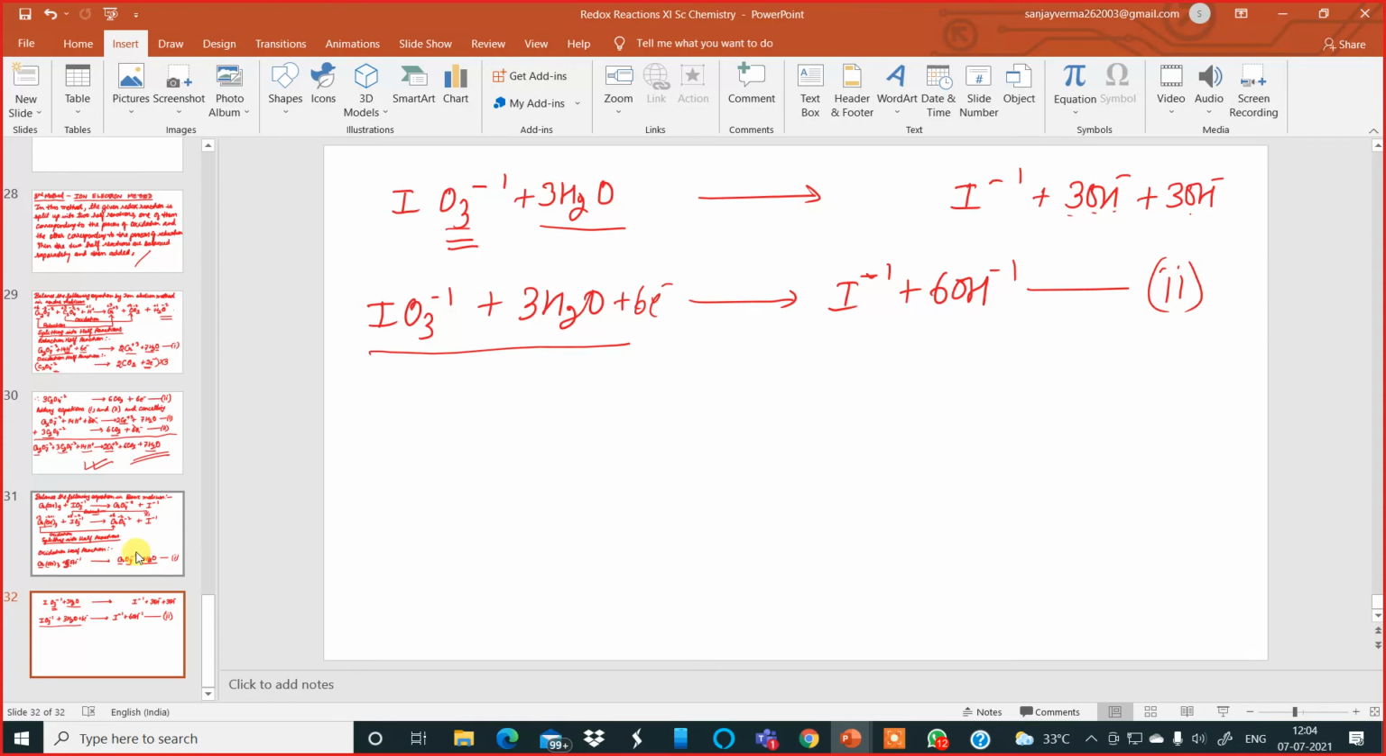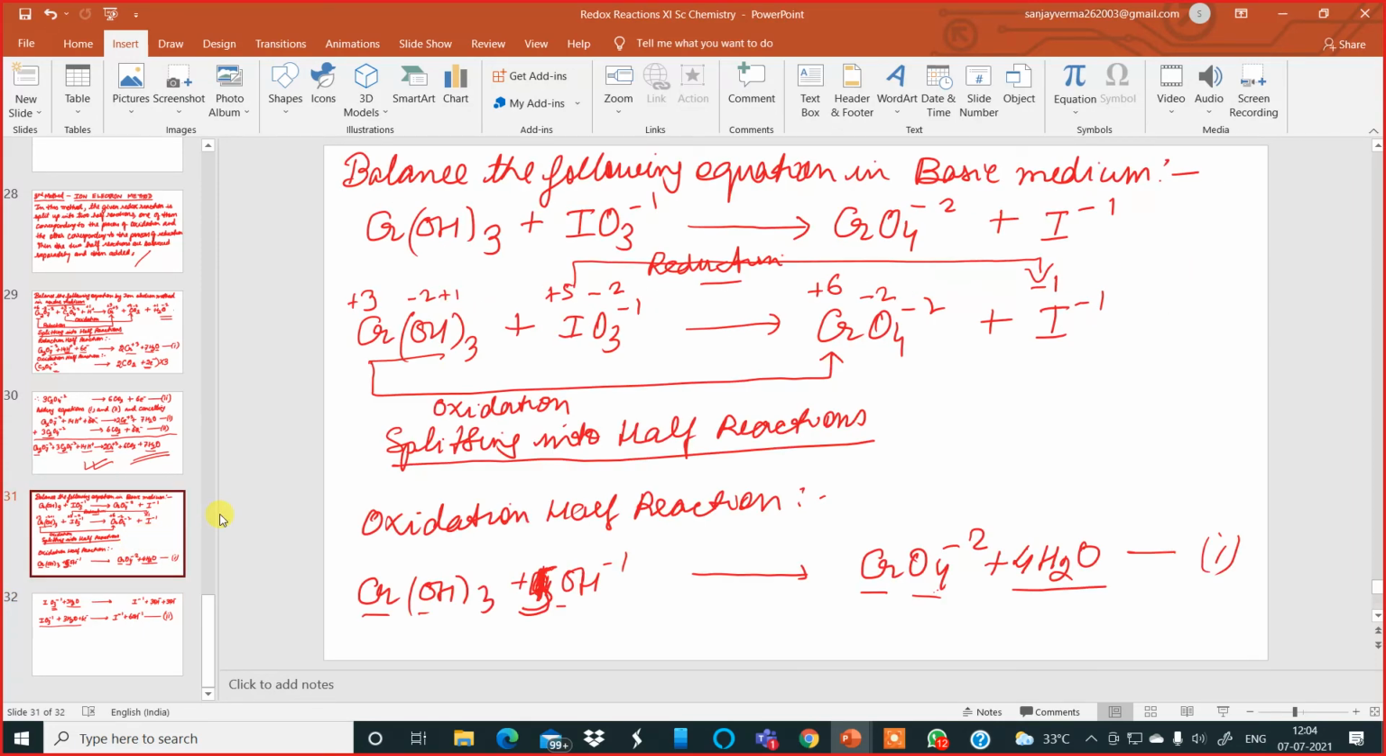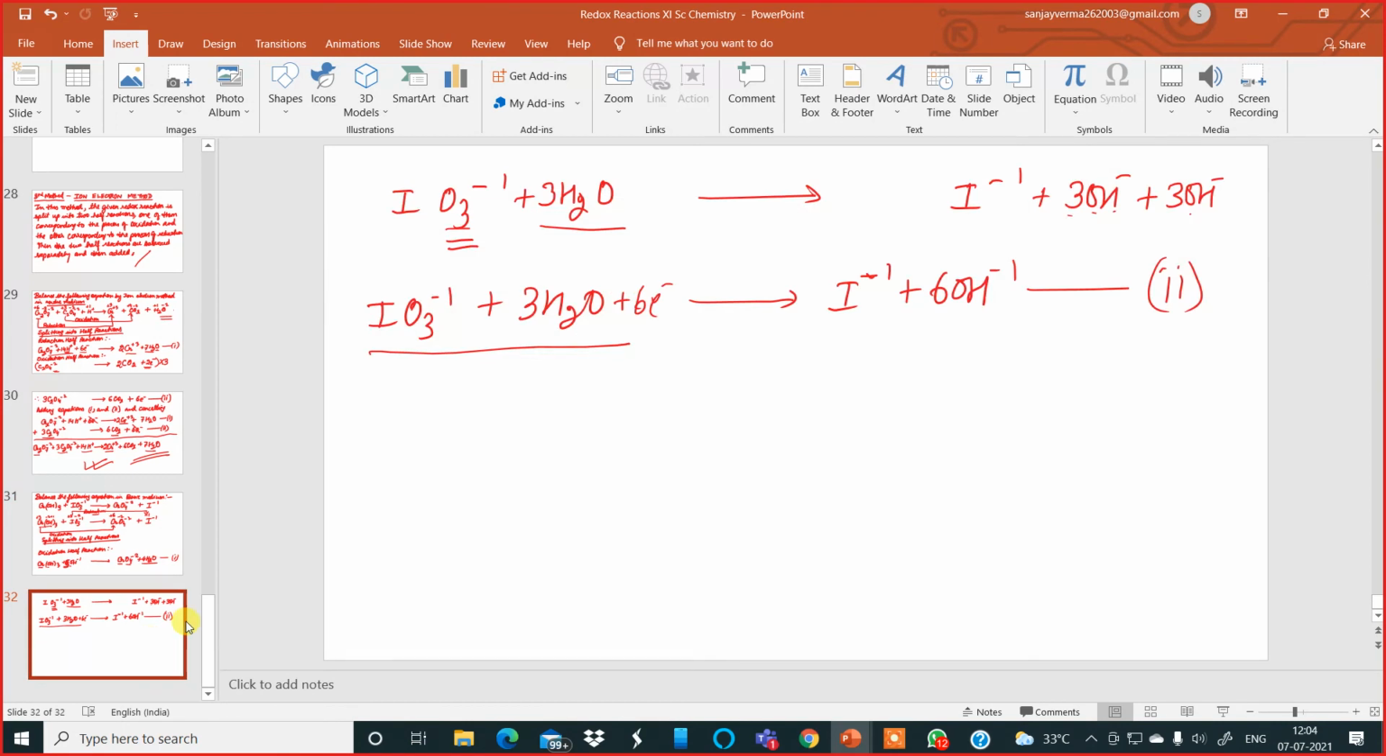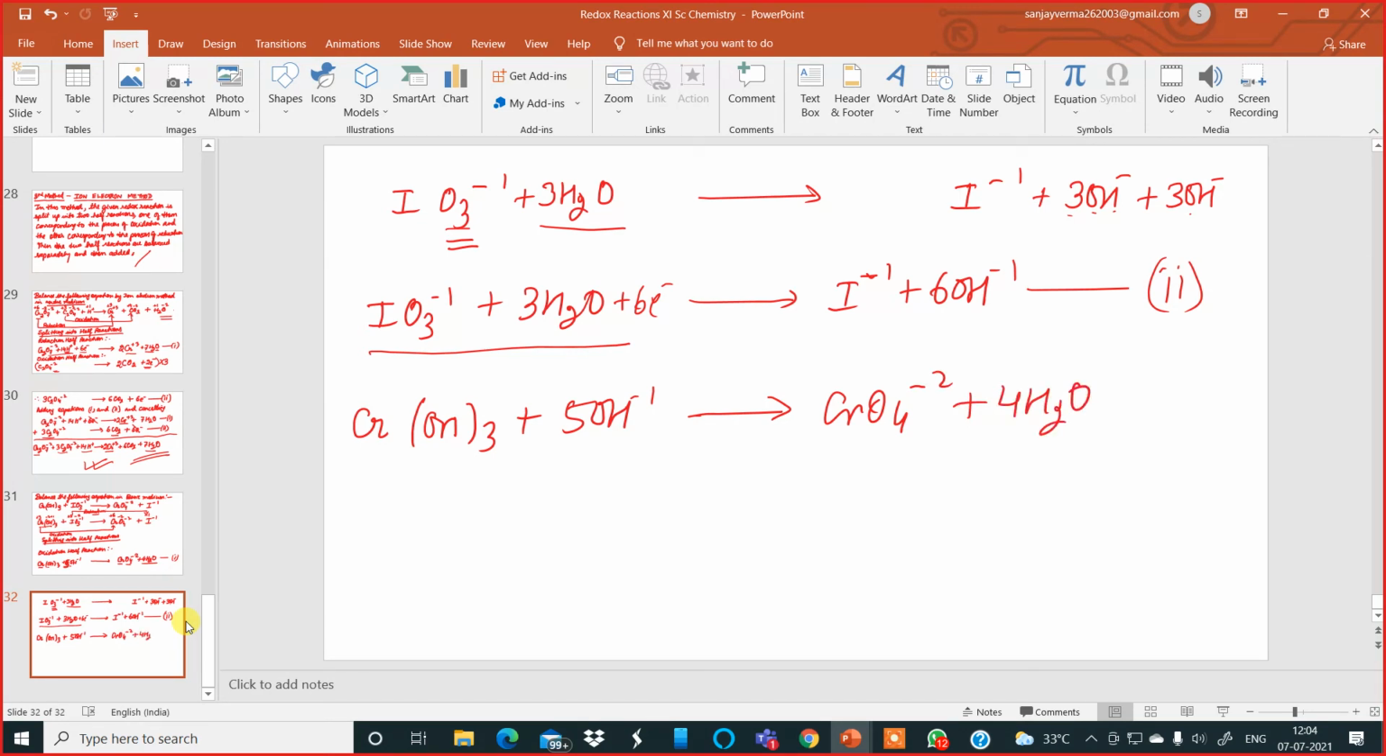But my dear students, the first equation, the reduction oxidation half reaction, CrOH3 plus 5OH minus 1 giving CrO4 minus 2 plus 4H2O, has not been balanced in terms of charges. So here you have to check the charges. Here there are 5 negative charges and here there are 2 negative charges. So here on this equation I'll put 3 electrons to make the negative charges 5. So this equation is balanced now, okay, in terms of charges also.